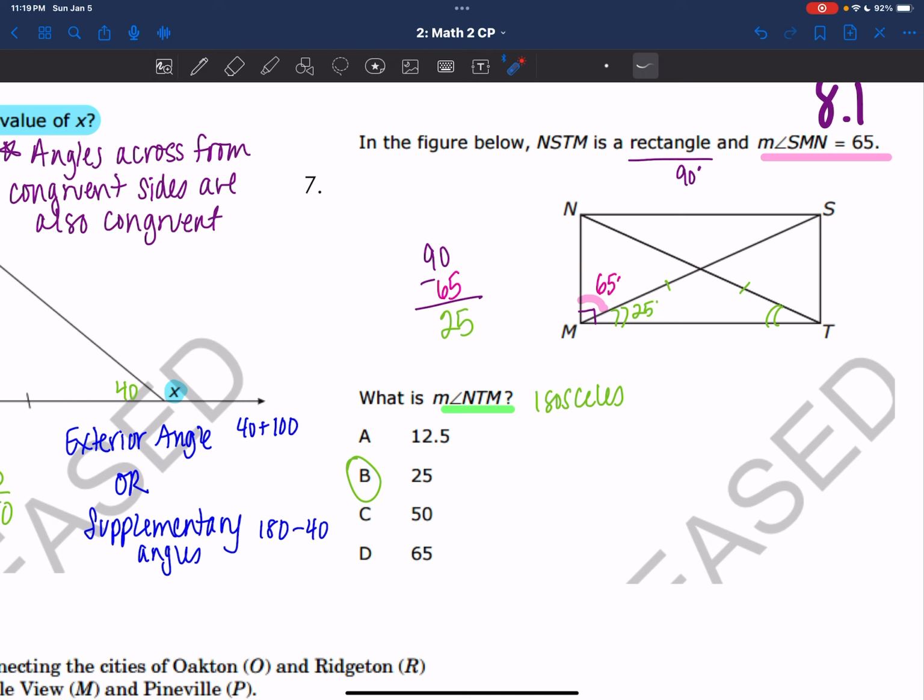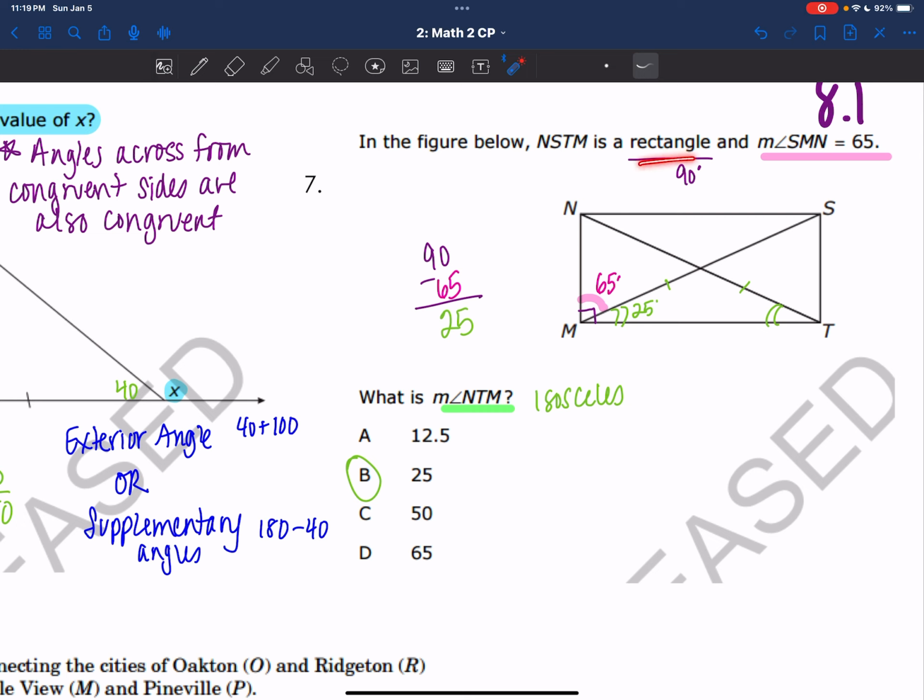Number 7, we have a rectangle. We know rectangles are all 90 degrees. And the measure of SMN, so remember you're going to go SMN, so it's going to be this angle, is 65. So we can find this angle right here by taking 65 from 90. That gives you 25 here.